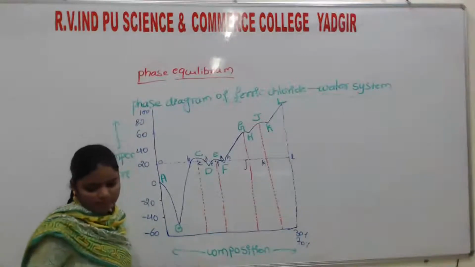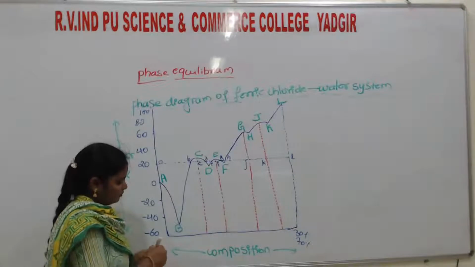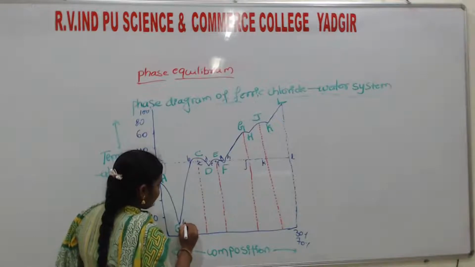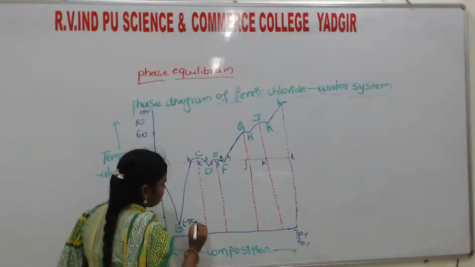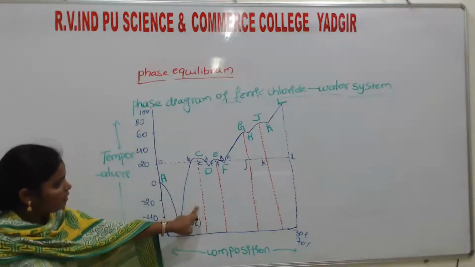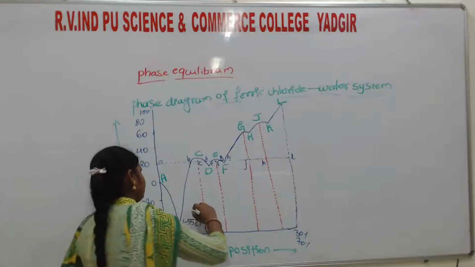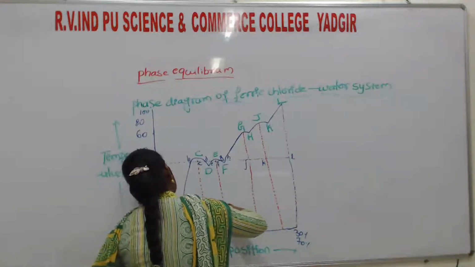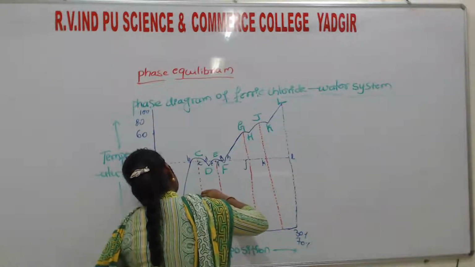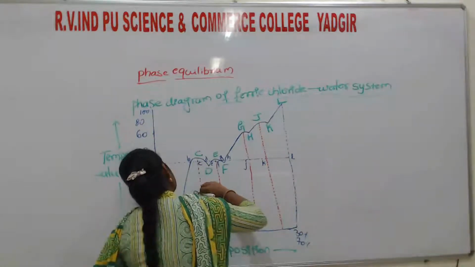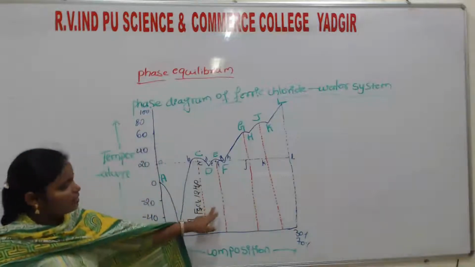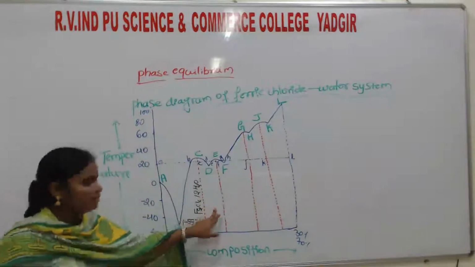This point is minus 55 degrees Celsius. And this is hydrated ferric chloride. I write here Fe2Cl6 12H2O.